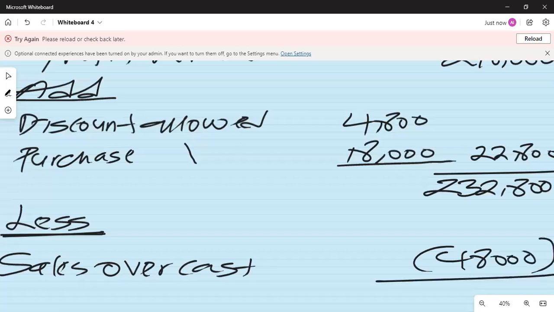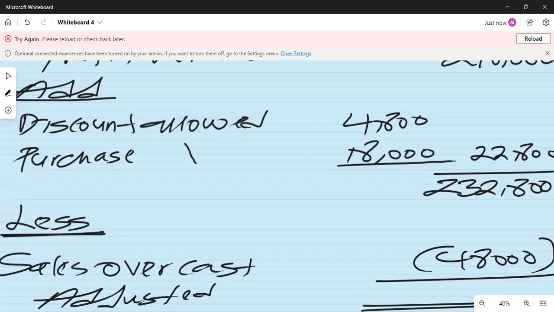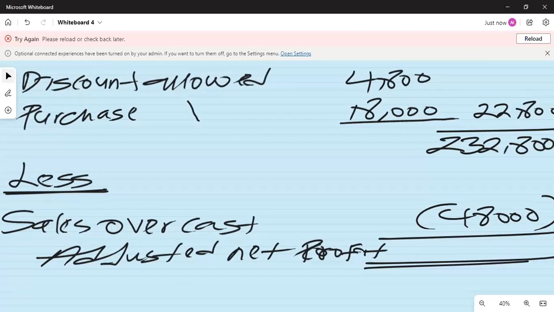Sales overcast, 48,000 naira. And whatever you have at the end of the day, that is what we call the adjusted net profit, or corrected net profit. So if I say 32 minus this, I still have 800. 32 minus 48, that is 184.